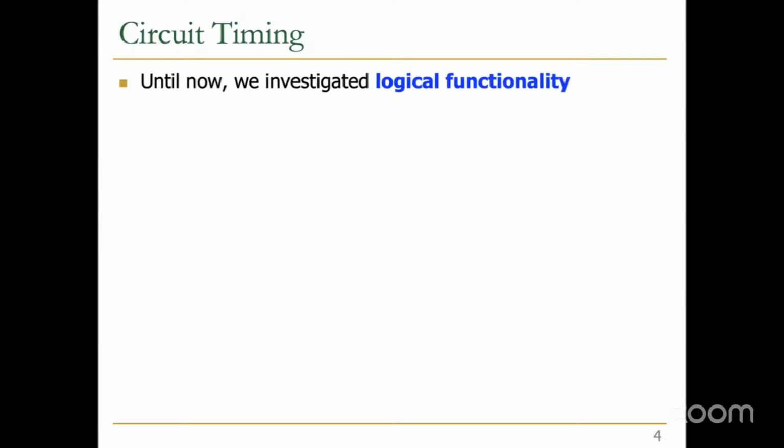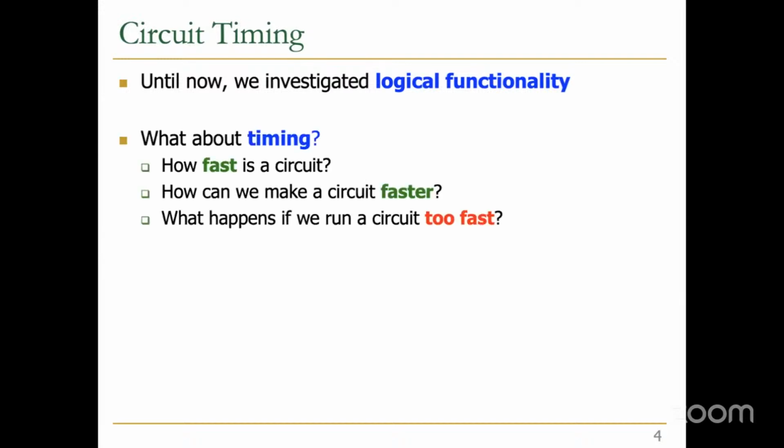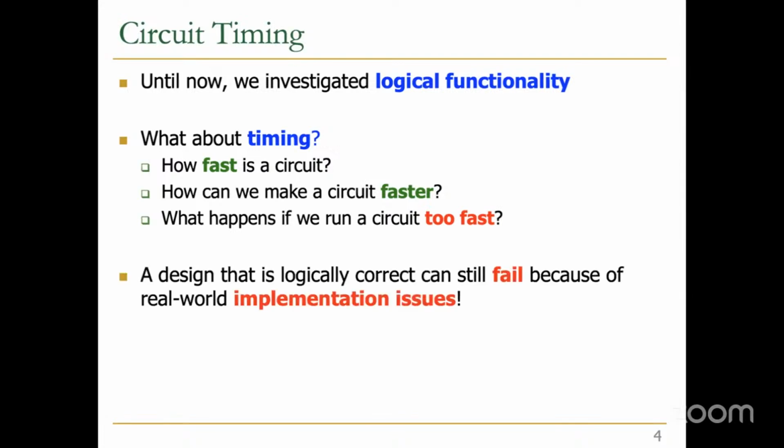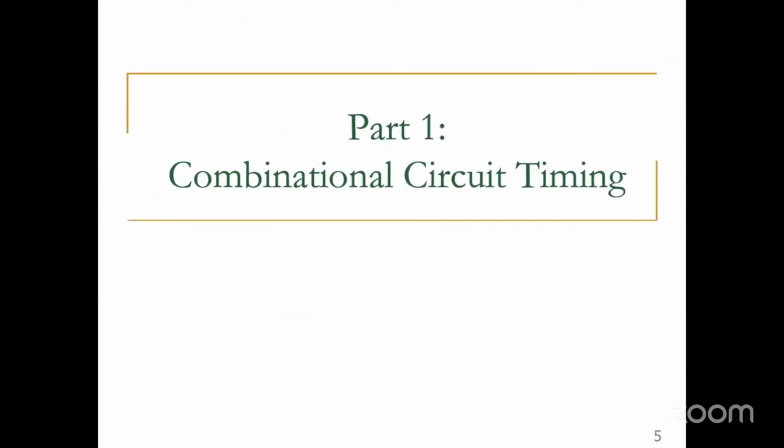We were discussing circuit timing yesterday at the very end. We said that we already know how to investigate logical functionality, but we wanted to know about timings: how fast is the circuit, how can we make a circuit faster, and what happens if we run a circuit too fast. We mentioned that a design that is logically correct can still fail because of real-world implementation issues. And we reached the point where we wanted to start with combinational circuit timing.